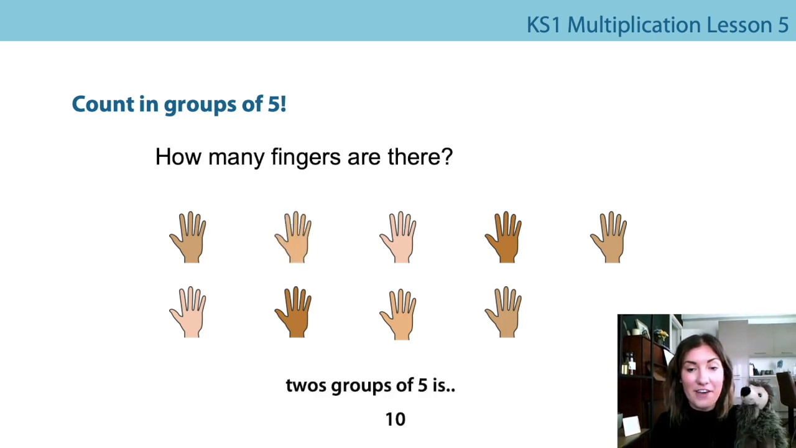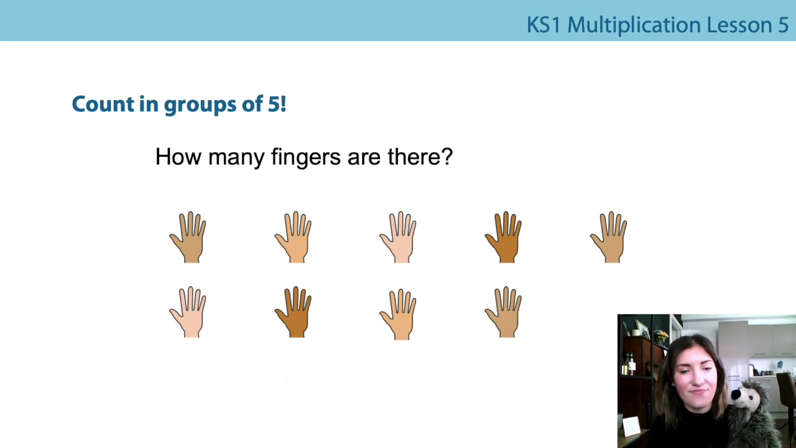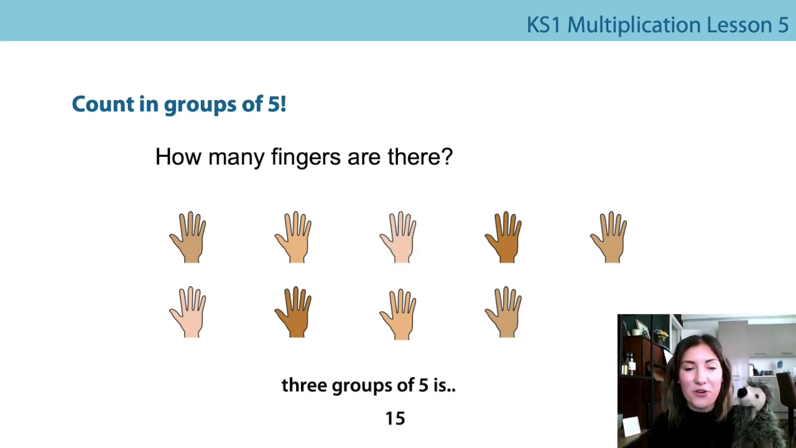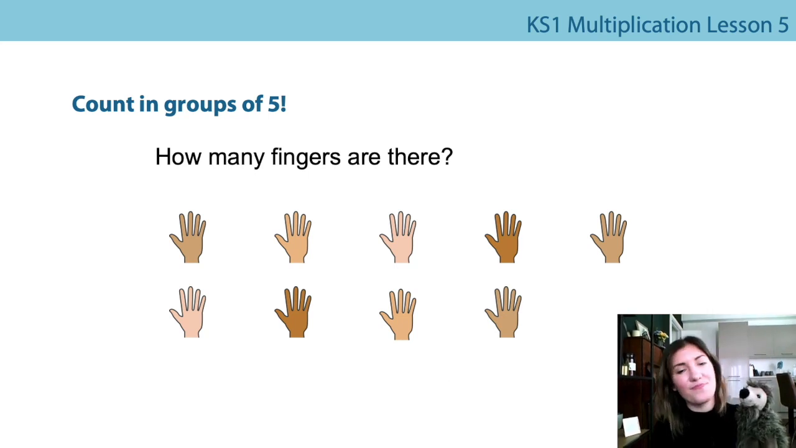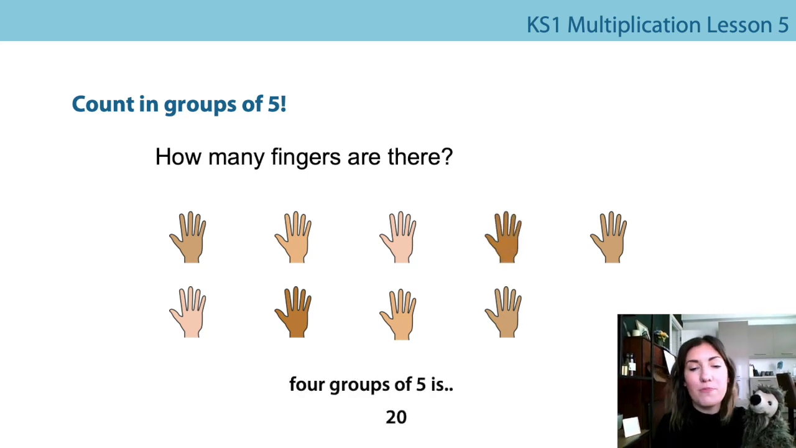2 groups of 5 is 10. 3 groups of 5 is 15. Make sure you're saying it with us. 4 groups of 5 is 20.